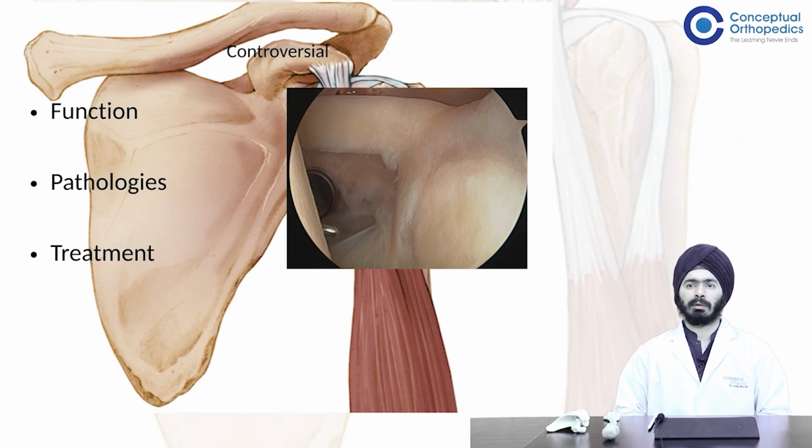So what is controversial about biceps? Almost all the things about the long head of biceps. There's a lot of controversy about its main function. What does the long head of biceps do? What's its main role in the shoulder? The various pathologies, how do they present? How do we diagnose them? And how do we treat them? There's lots of controversy about this. So we'll try and remove those controversies and simplify the things about biceps.